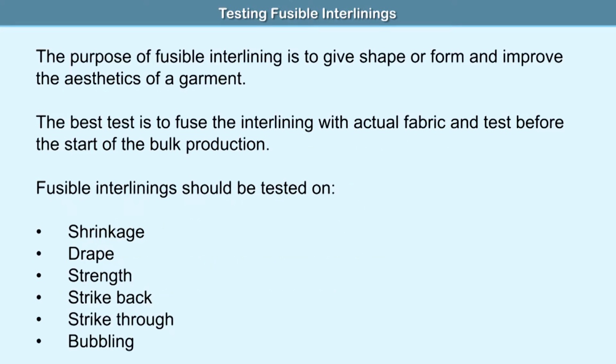The purpose of fusible interlining is to give shape or form and improve the aesthetics of a garment. The best test is to fuse the interlining with actual fabric and test before the start of bulk production. Fusible interlinings should be tested on shrinkage, drape, strength, strike back, strike through, and bubbling.